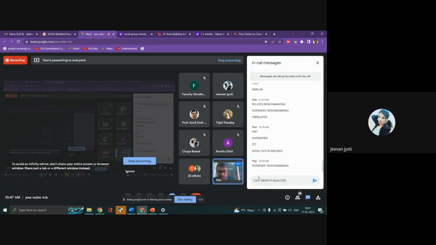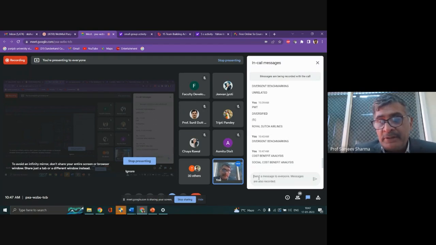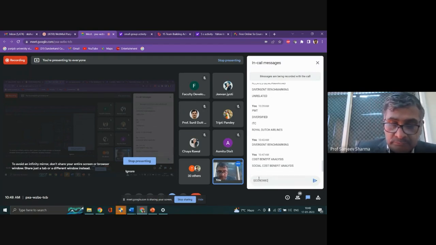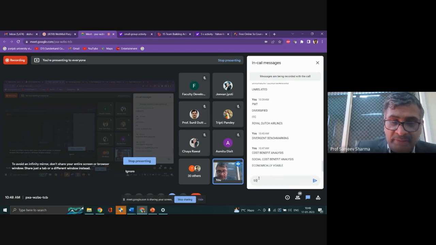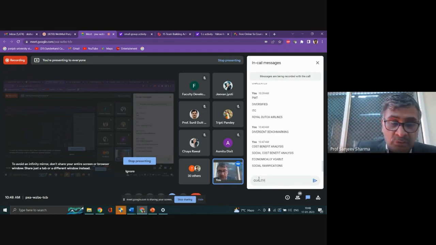What you are highlighting is the social cost-benefit analysis. Many a time, a project may be economically viable but may have social ramifications. The project is fine, you're doing well, but are you adding value to society? Exactly. Is profitability the only concern? Is cheap housing the only concern, or is it also involving quality of life?